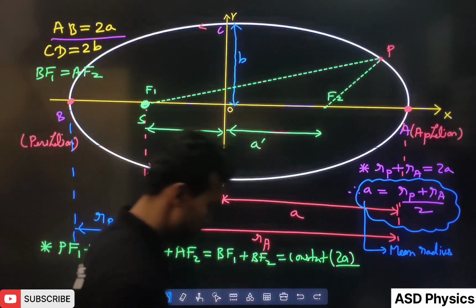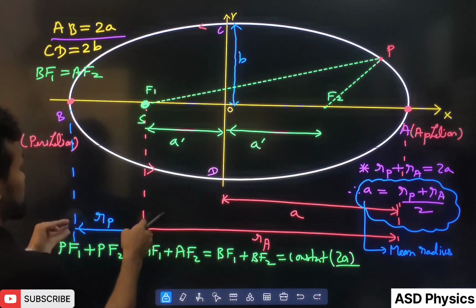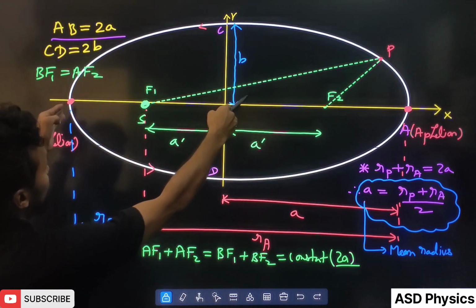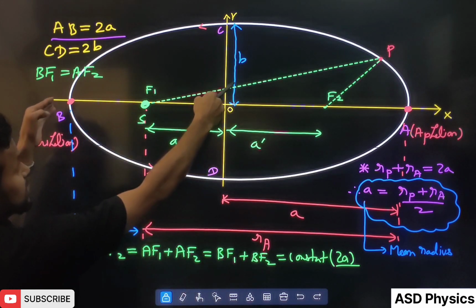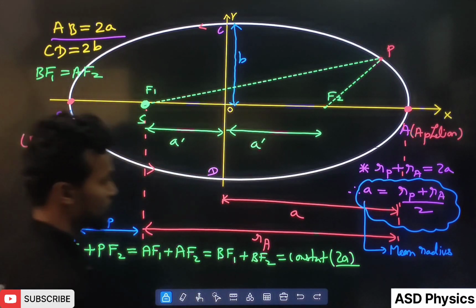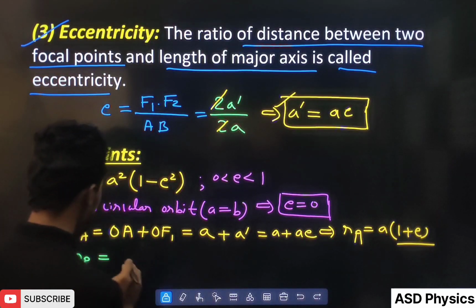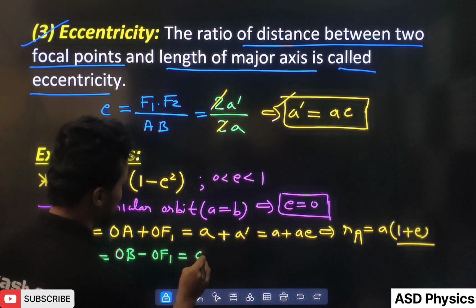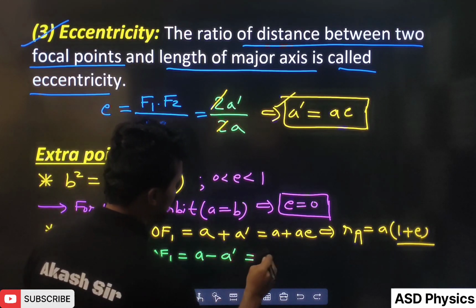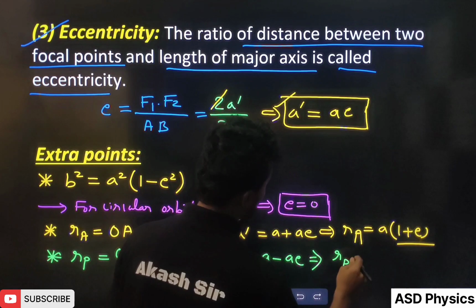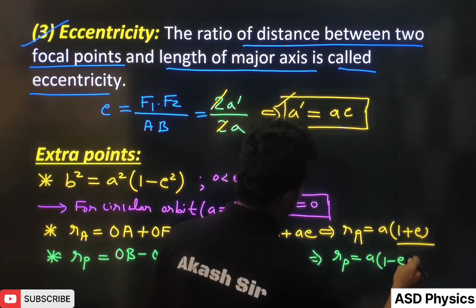Now let's go backside, students. What is the RP here? This distance is the RP. Can you see very well, this RP is given by OB minus OF1. Okay, so here I can write OB minus OF1. That means it will become A minus A dash, or A minus AE, or we can write this RP will be A(1 minus E).